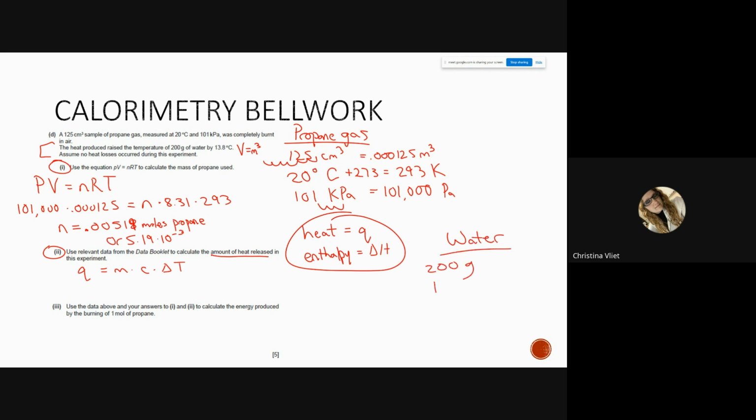Is temperature also in Kelvin, or do you use the one they give you, like Celsius? It technically doesn't matter because it's a subtraction either way. It's a change in temperature. Celsius is fine. Celsius is right. All right. What's our mass now? 200. The grams of water.